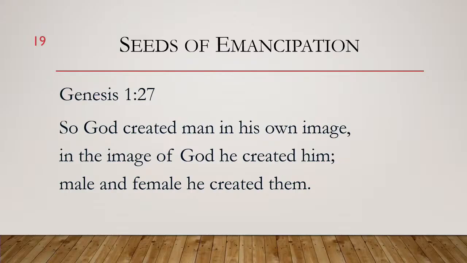So within the Bible itself, though, we do see seeds of what we could call emancipation. Genesis 1:27, so God created man in his own image. In the image of God, he created him. Male and female, he created them. And Acts 17:26, depending on which version you're looking at, it says that God made man of one blood, or God made all of us of one man, is the thought there.